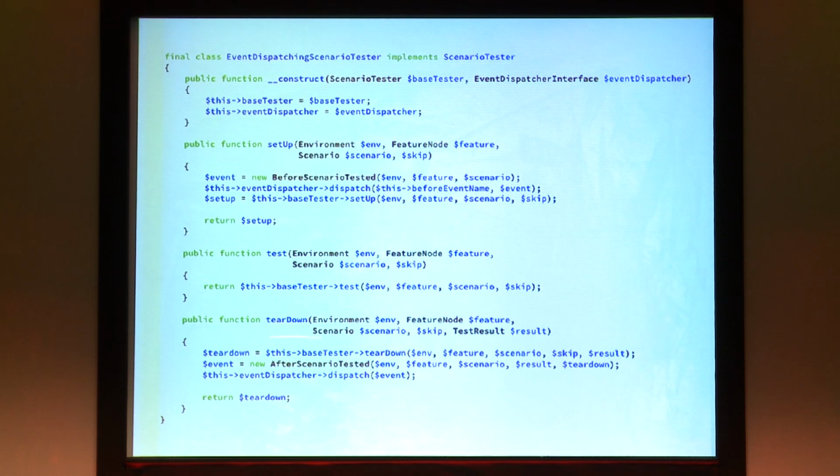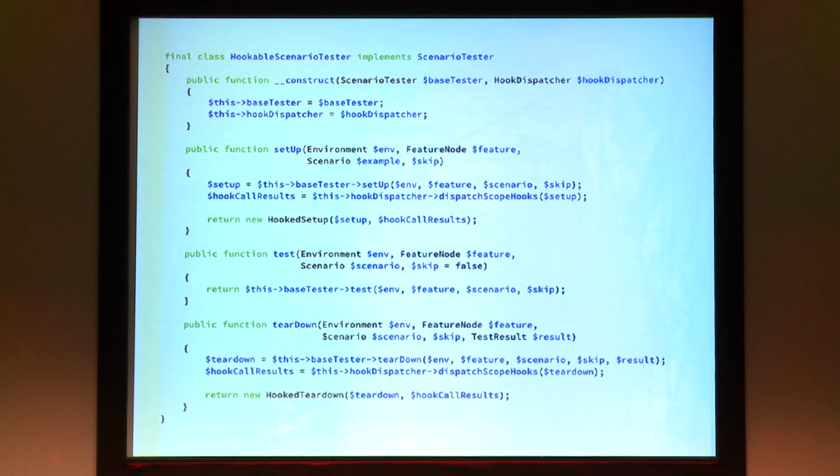Tear down works exactly the same way, but for a different event. And then for your test, there are no events dispatched during the test, so it just proxies the call to the base tester. That's it. Very simplistic. This guy does only one thing, or two things if you'd rather. It dispatches events, and it calls methods on the original tester.